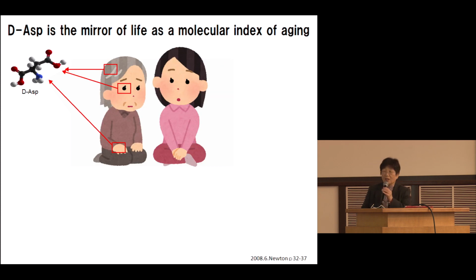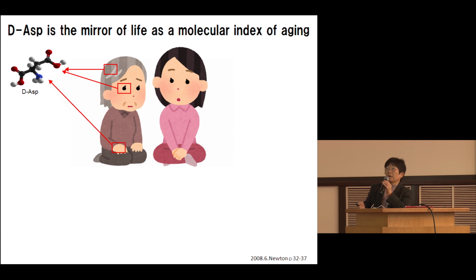And you can see which woman is the elderly person immediately, because you can see the white hair and wrinkled skin. But we cannot quantify the amount of white hair or wrinkled skin. So these phenomena are not useful as a molecular index of aging.